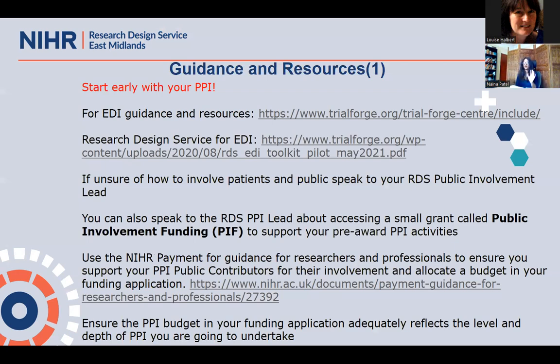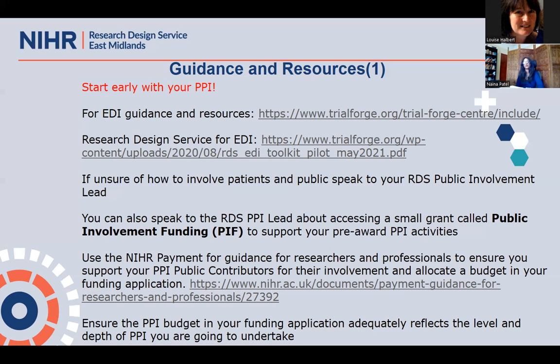So I've put here, again, if you haven't got the message already, start early with your PPI. And if you need guidance on EDI, there is the Trial Forge website, and the Research Design Service have our own website, our own toolkit on EDI that you can refer to. But if you're unsure of how to involve patients and public, speak to your RDS Public Involvement Lead. And you can also speak to the RDS PPI Lead about accessing a small grant called the Public Involvement Funding, PIF for short, to support your pre-award PPI activities.